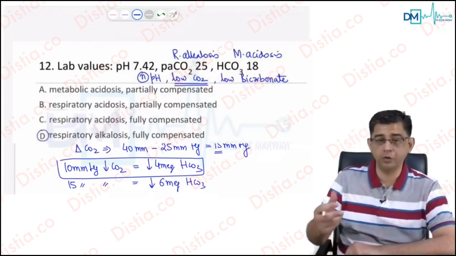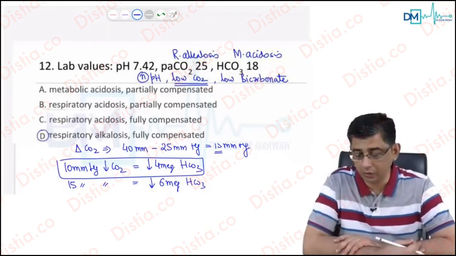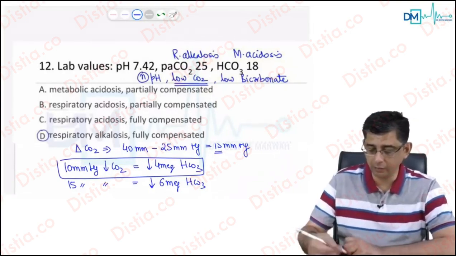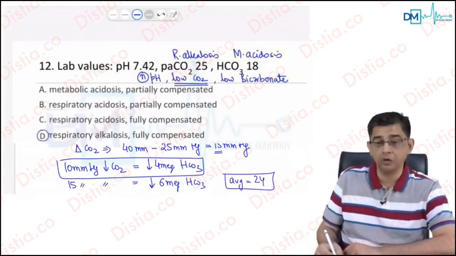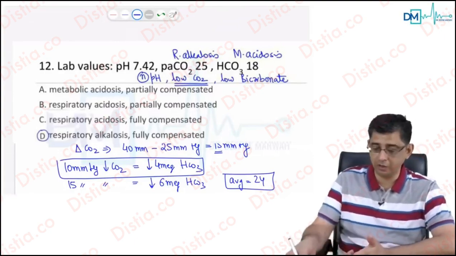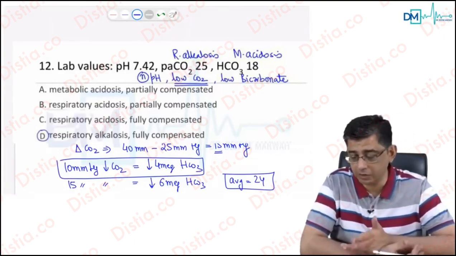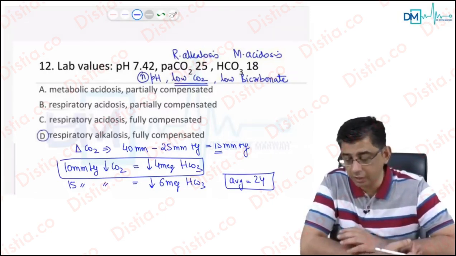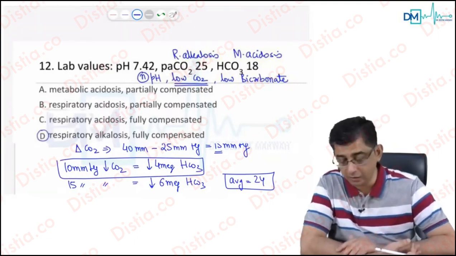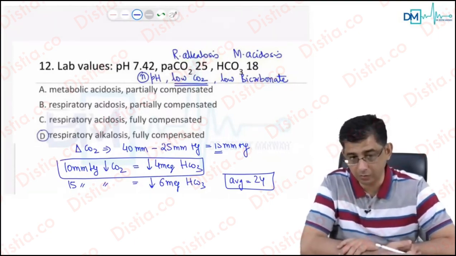Let's say you take the average value of bicarbonate as 24, where 22 to 26 is the range. 24 minus 6 would be 18, and that is the value in this question. That means compensation is occurring adequately in this particular case. There is an adequate compensation occurring in this case. That is why the pH of this particular patient is normal.